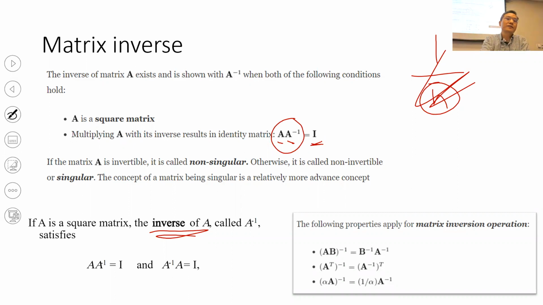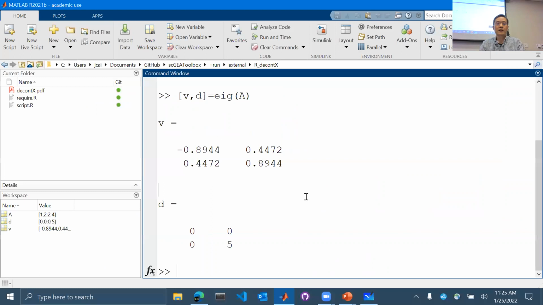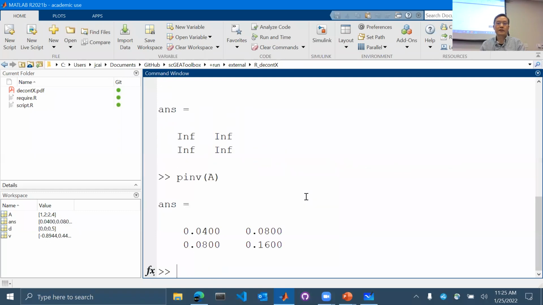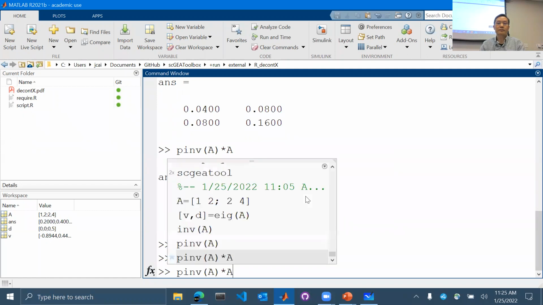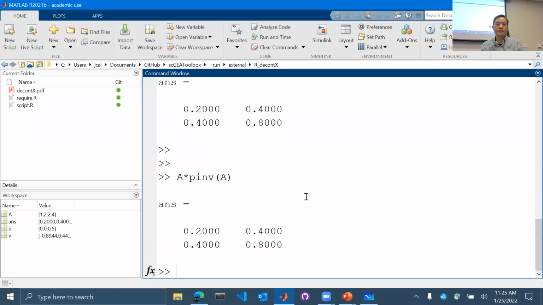Sometimes it's easy and sometimes it's not so easy, but numerically people have algorithms developed for those. So we just call functions. In MATLAB, for example, I can do the inverse of something pretty easy. Inverse of A will be, then this times A itself. Inverse of A.